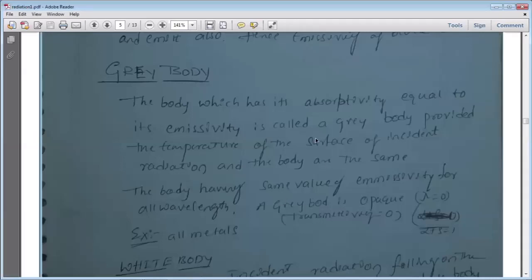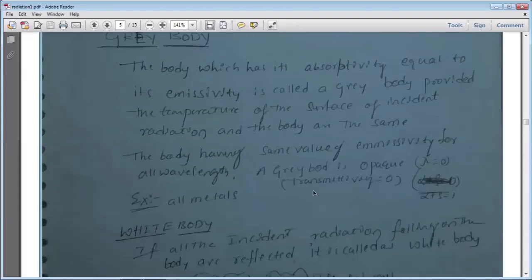Suppose a metal is there. For that material, emissivity will be more for all the wavelengths. It does not pass any radiation through that material. So that is called a gray body. That is called transmittivity.